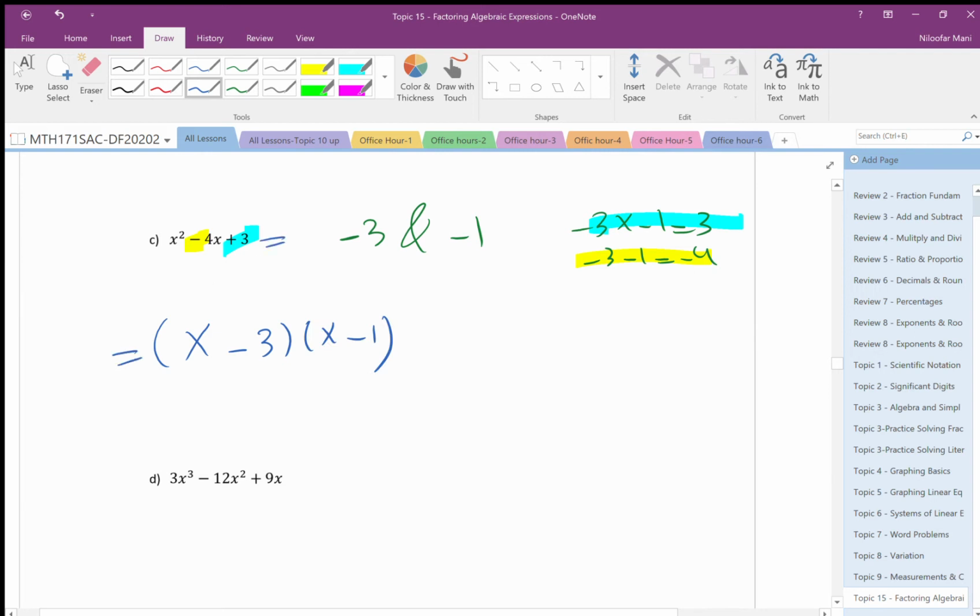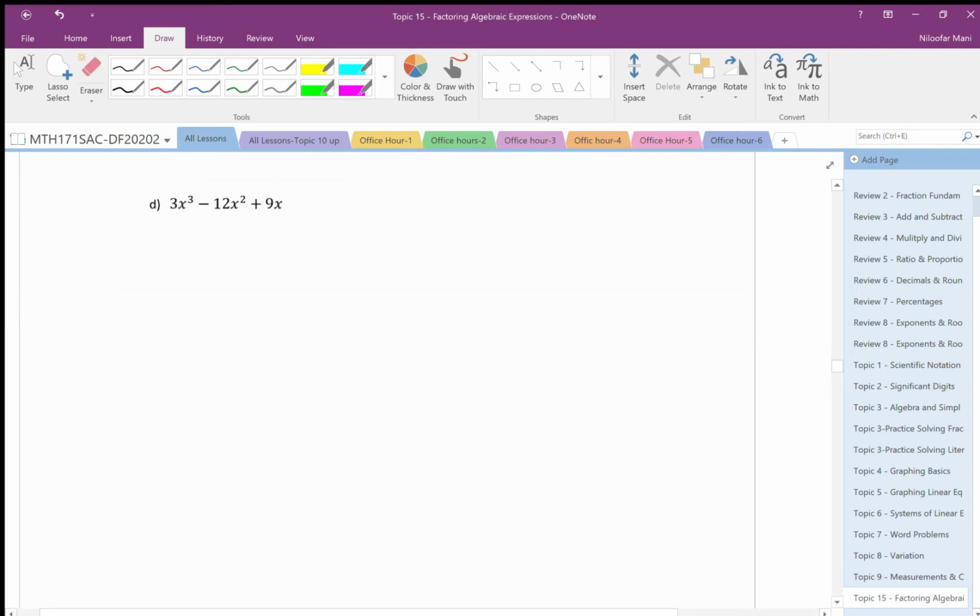Sometimes I see when I give this question to a student, they set it equal to 0 and they say x equals 3, x equals 1. How do you know it's equal to 0? Don't change your question. Your question is a math expression, not an equation. So don't change it to an equation. Wrong. Okay? And you don't need to solve it. Maybe it's equal to 100. We don't know. Okay? So how about here?